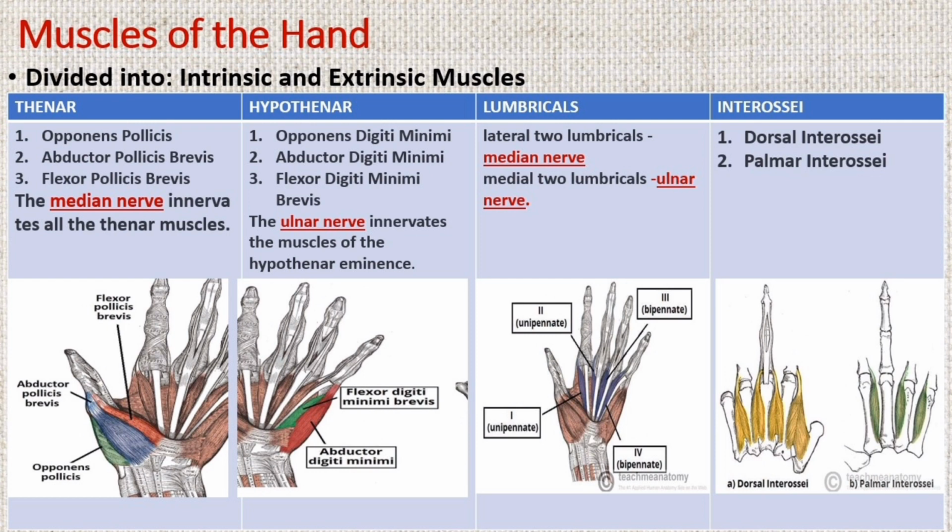Actions: abduction of the digits. Assists in flexion at the metacarpophalangeal joints and extension at the interphalangeal joints. Innervation: ulnar nerve. Palmar interossae. These are located anteriorly on the hand.